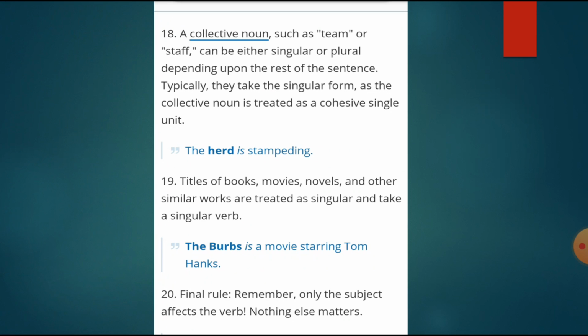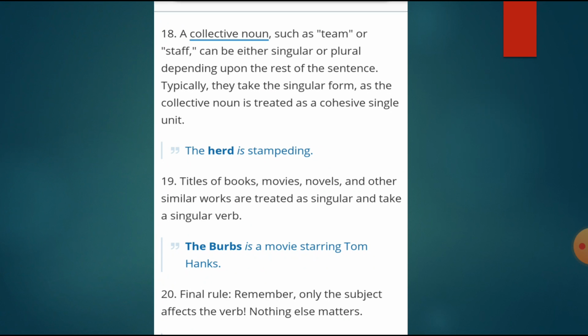You can see other examples like physics, statistics, mathematics. They also seem to be in the plural form as there comes an S after them, but they are the name of a single subject, so we will put what? The singular verb. Mathematics is my favorite subject.